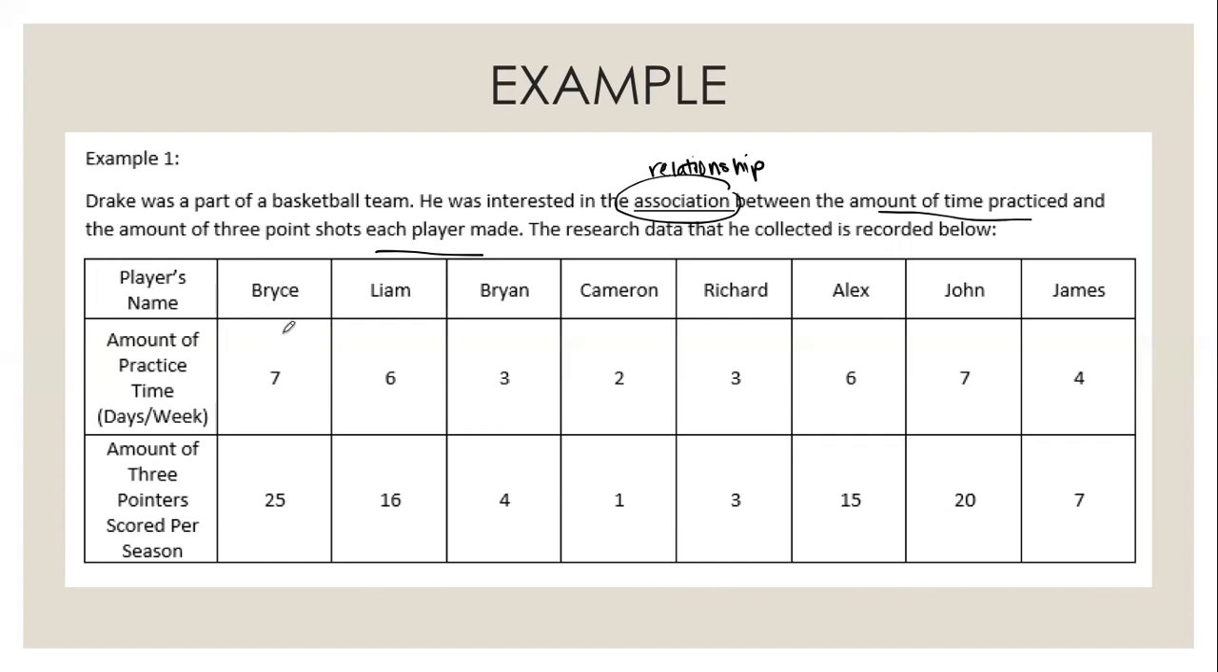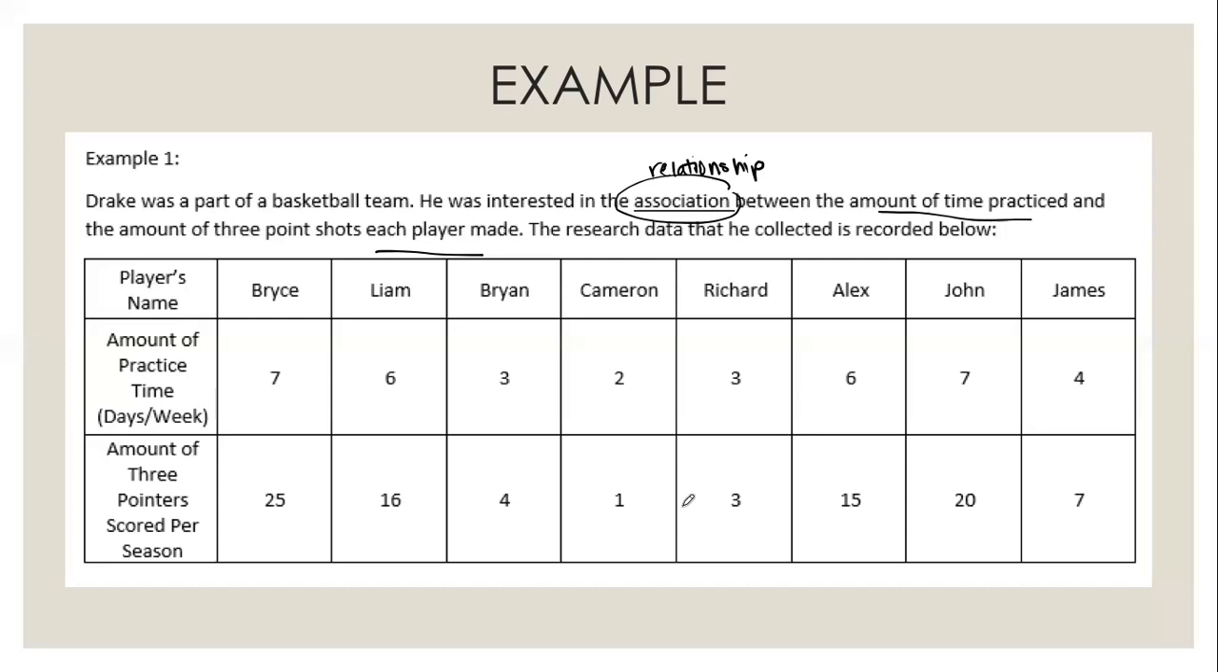So Bryce practiced 7 days a week, and how many three-pointers did he make that season? 25. Cameron practiced 2 days of the week, and how many three-pointers did he make? 1, okay? So I want to make sure we know how to read the table. John practiced 7 days a week, and he made 20 three-point shots that season. James practiced 4 days a week and made 7 three-point shots that season. Well, I noticed the people who practiced more scored more three-pointers, and those who only practiced a couple days a week really didn't score as many three-pointers that week.